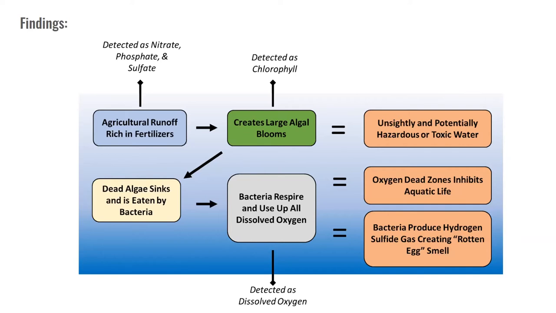which we can detect using chlorophyll. Large concentrations of algae or chlorophyll can create hazardous or toxic water. How does this happen? When algae dies, it sinks to the bottom and is eaten by bacteria. The bacteria consume oxygen and create these oxygen dead zones that hinder aquatic life. This can also be detected as dissolved oxygen. Bacteria then can produce hydrogen sulfide, which is what creates this rotten egg smell that we have come to associate a lot with the Salton Sea.